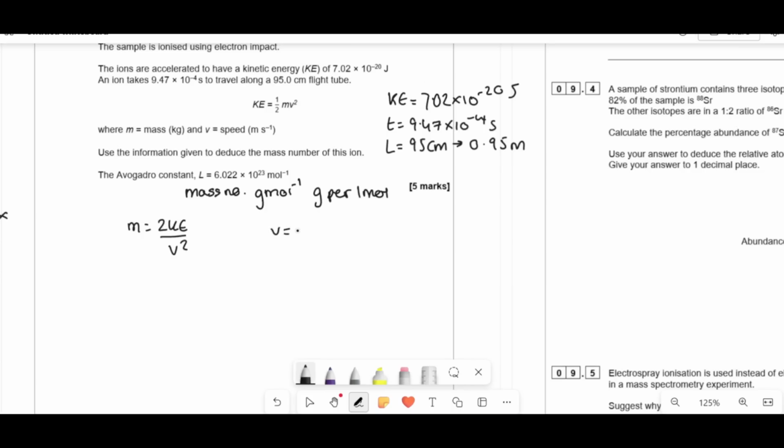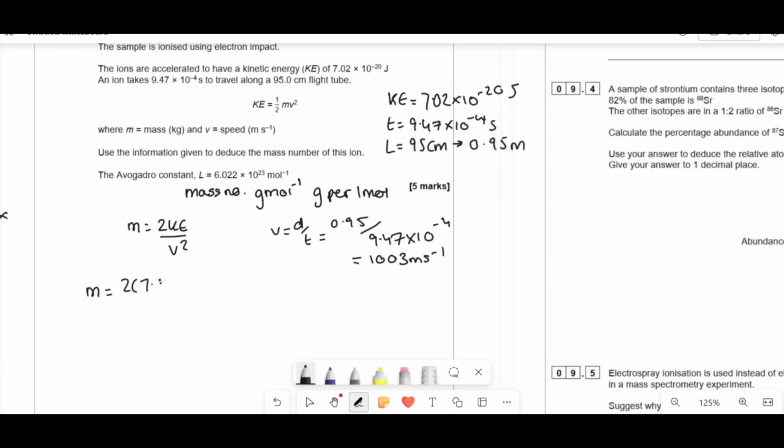So let's just use our brains for a sec. Velocity, how do we work that out? It's going to be distance, or displacement, whatever, distance over time, right? And it's in meters per second. So they've told you the distance it's traveling is 0.95, and the time it's doing it in is 9.47 times 10 to the minus 4. So its velocity is going to equal whatever that is, which is 1003 meters per second. Great. So now you put that into the formula.